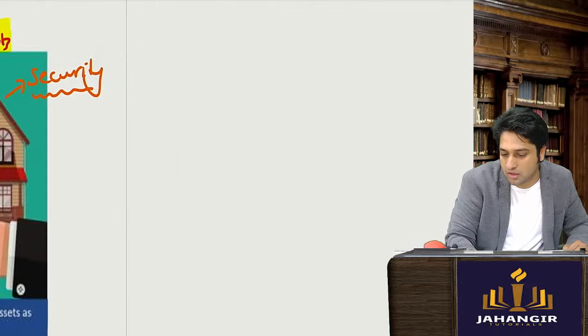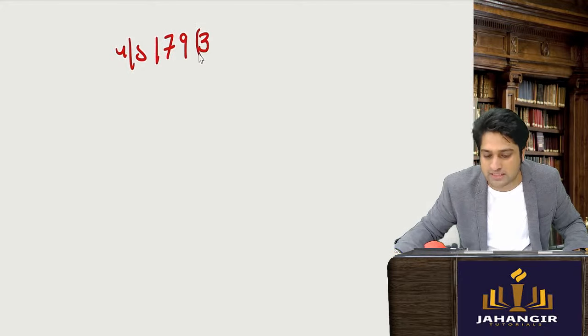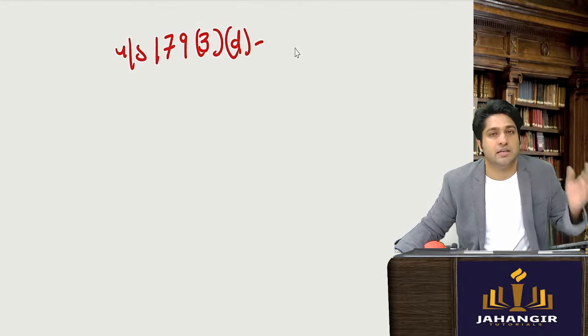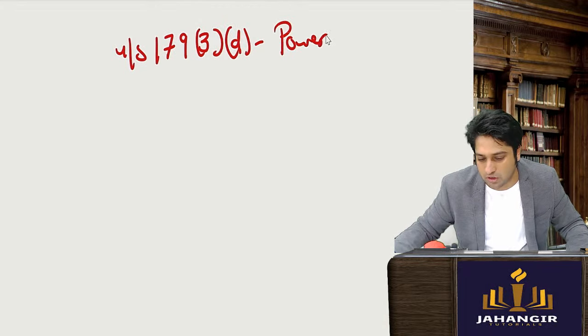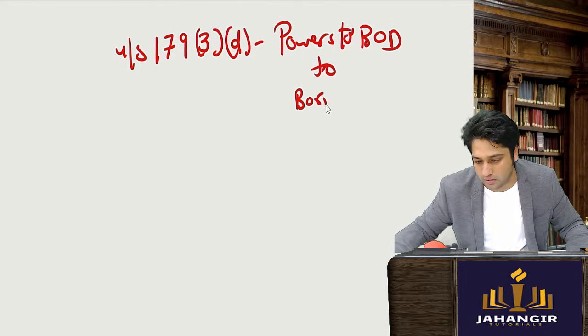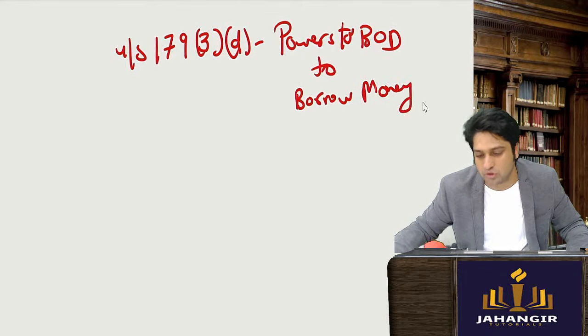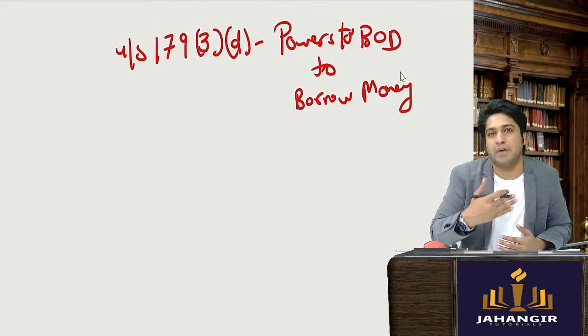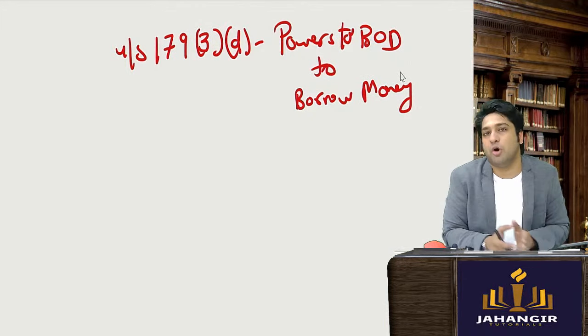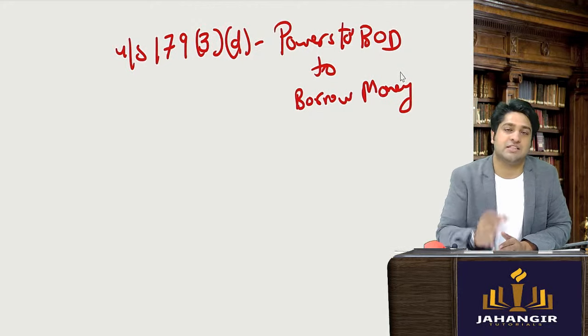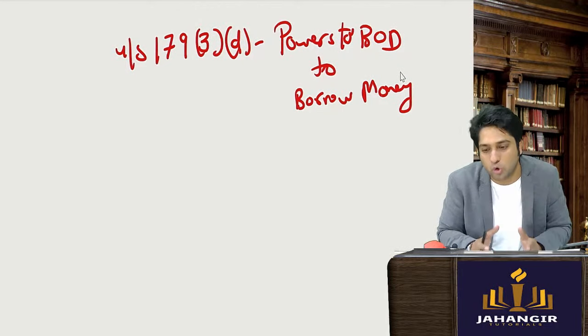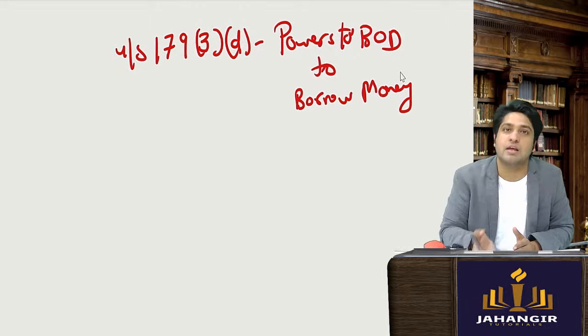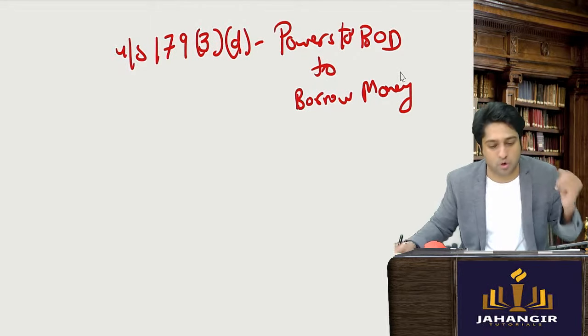Now in your company law, if you go to see under section 179, to be more specific, subsection 3D, it gives the powers to the board of directors, the BOD, to borrow money. So what happens? The board of directors pass a board resolution, go ahead and borrow the money and keep the assets as security. So a loan is very simple to take, just by taking a board resolution.